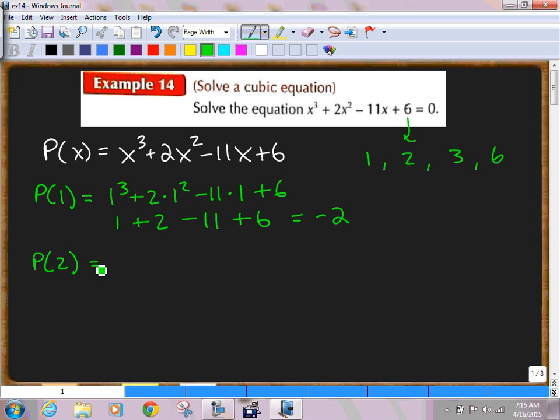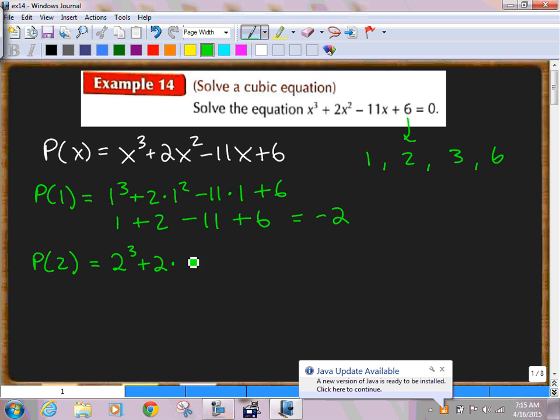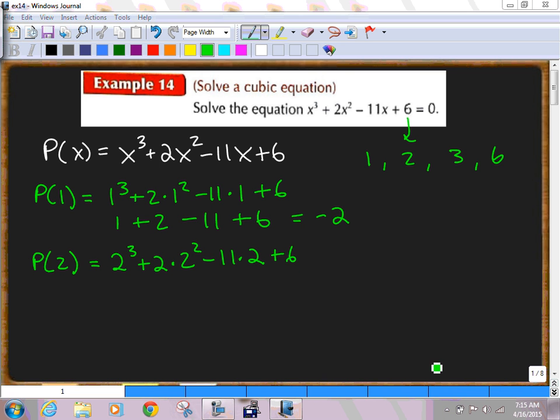So let's move on to 2. If we plug this in, we get 2 cubed plus 2 times 2 squared minus 11 times 2 plus 6. So we have 8 plus 8 minus 22 plus 6, and that does equal 0. So what does this mean? This means that if we plug in the number 2, it would zero out our p of x function, which means that this is a factor of p of x.